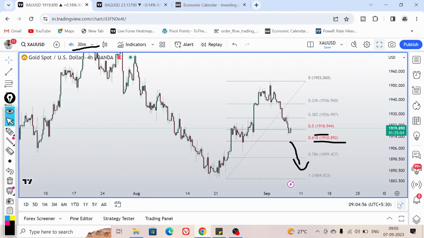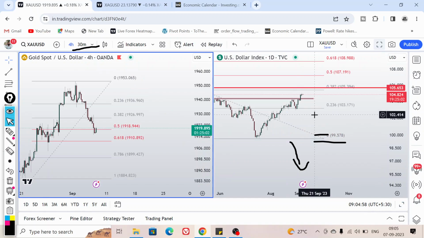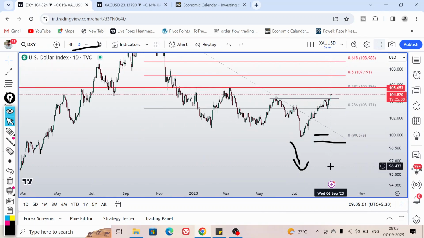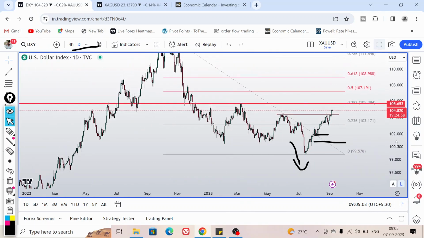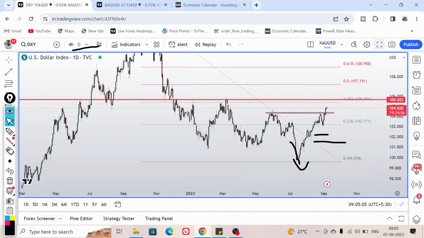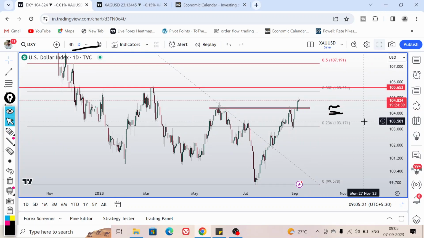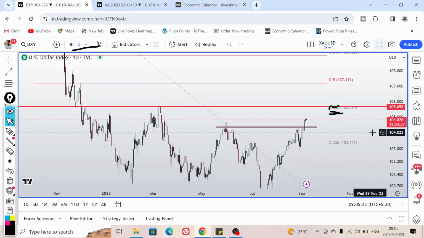And if we move to the DXY, we already shared this chart and we discussed this chart, that currently price is trading above this major resistance area right over here. So this is also putting pressure on gold bulls. So if price is able to sustain and trade above this resistance zone, and it is currently trading above this resistance area, then it is always good to look for sell opportunities on gold.